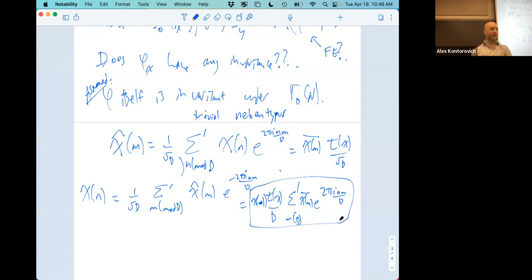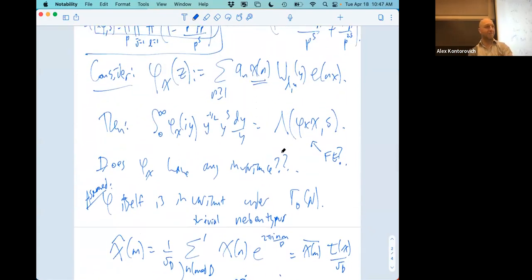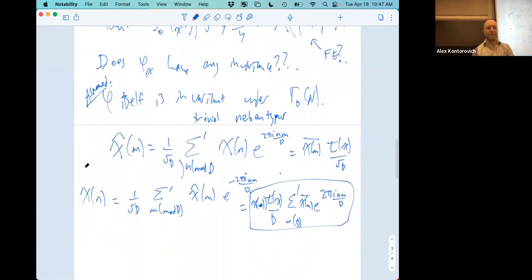We have this formula. So I'm going to stick that in for chi here. Tau of chi is the Fourier transform at 1. It's a sum over n mod d of chi of n e to the 2 pi i n times 1 over d. So there's only one Fourier transform. All Fourier transforms are just chi of m times the Fourier transform at 1. These are nice, and these have absolute value root d.